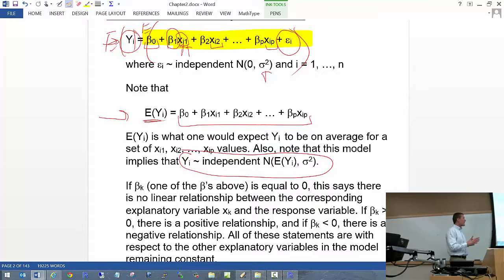And so notice how my mean can change as a function of explanatory variables. In fact, I could have a situation where none of my observations have exactly the same mean. So that's nice because it allows you to be very general.